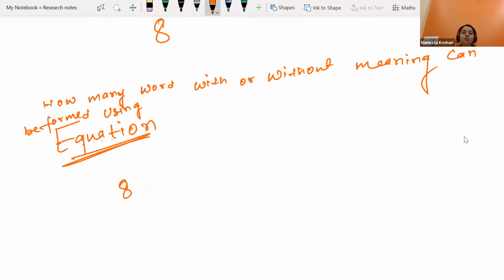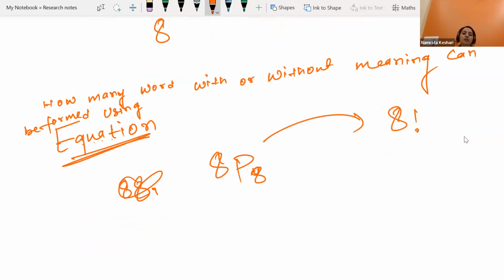So how were we doing it again? 1 2 3 4 5 6 7 8, a total of 8 alphabets we are having. 8 out of 8 only we have to arrange, which can be written in short as 8 factorial directly, because in the denominator 0 factorial will be there, that is just 1. So we can write it directly as 8 factorial.